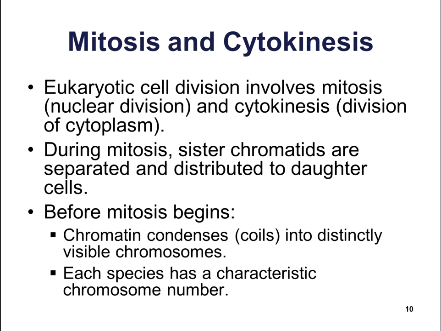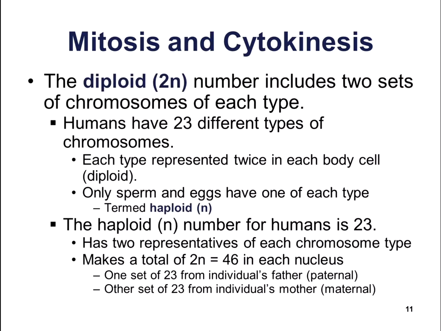Humans have 46. So, the diploid or 2N number includes the two sets of chromosomes of each type. So like I said, humans have 46 chromosomes. So our diploid number is 46. Haploid refers to half of 2N, which was our diploid; just N is half. So haploid is half of the number of chromosomes, or in humans, that would be 23.